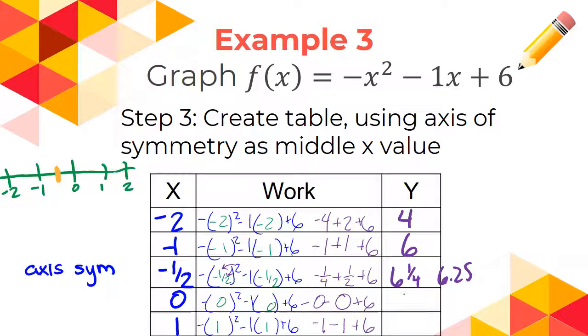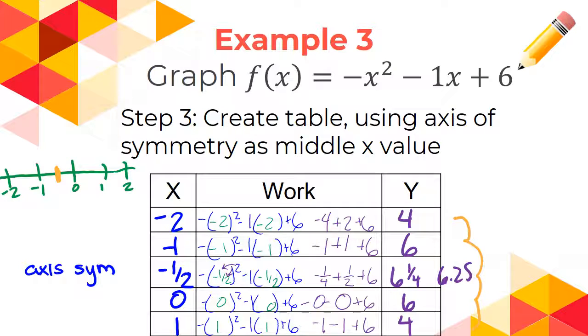0, 0 doesn't matter, plus 6, 6. -1 minus 1 is -2. -2 plus 6, 4. All right, check that symmetry. I see the pattern from the middle moving outwards. So nice pattern. I just have a fraction I'm going to graph, and that's okay.